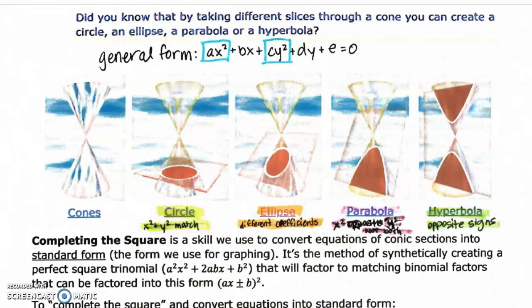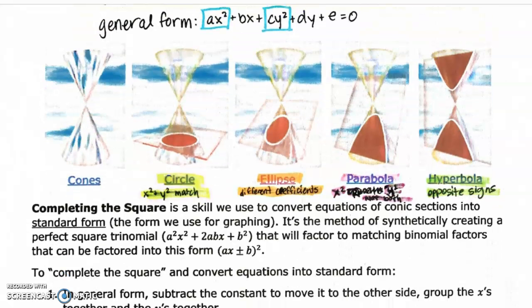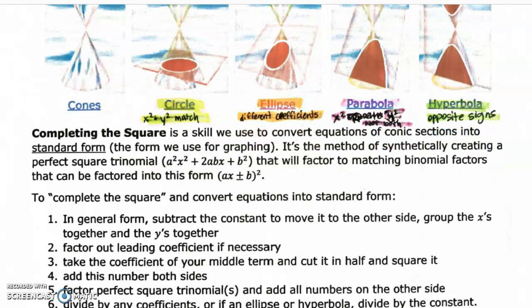Okay, I told you how general form is kind of what the conic sections will have in common, but it's not useful in terms of getting information or graphing them. To do that, we're going to put them in standard form, which means we need to complete the square. As a review, completing the square is a method that we use so that we can get a quadratic into a form that will factor to two matching factors.